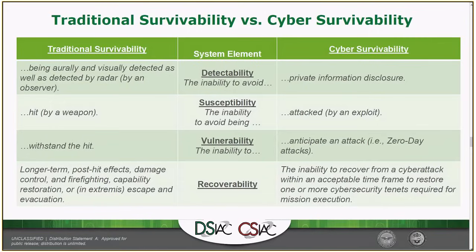So detectability, really quick, is an inability to avoid private information disclosure. Susceptibility, the inability to avoid being attacked. Vulnerability, anticipation of an attack, or the ability to withstand attack. And then the last, recoverability. I'm hopeful most of us have heard of disaster recovery plans or continuity of operation plans. Those are the types of things that fall within the line of recoverability. Before I take a quick look at the poll, these aren't really new concepts, and we'll go to the next slide to try and convince you of that.